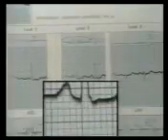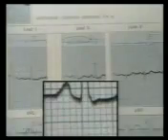Now observe leads 1 and 3. Left axis deviation is seen with positive QRS in lead 1 and negative QRS in lead 3. Now study the P wave in lead 2 shown enlarged in the inset. It is 2.5 small squares wide, suggesting that there is left atrial hypertrophy also.